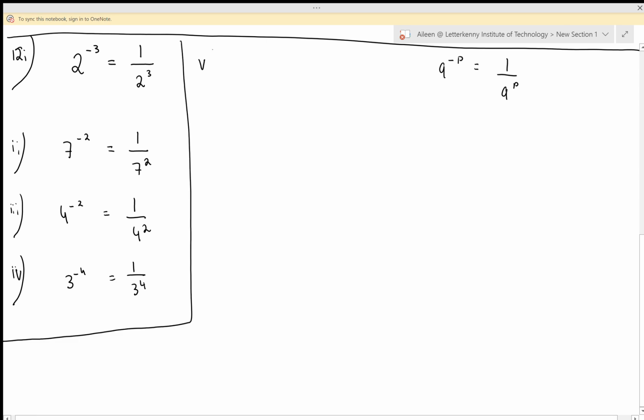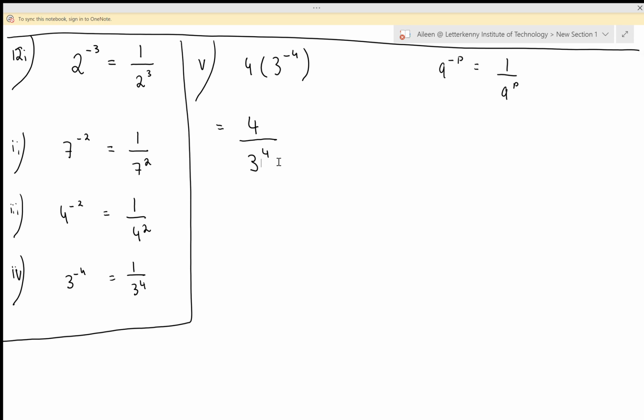Part 5. 4 times 3 to the negative 4. So in this case, keep the 4 where it is. So the 4 becomes the numerator. And then your base and your exponent go to the denominator, and you change your exponent to a positive value. So you change the sign. So 4 times 3 to the negative 4 is the same as 4 over 3 to the power of 4.